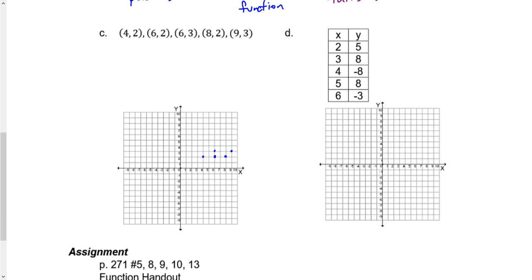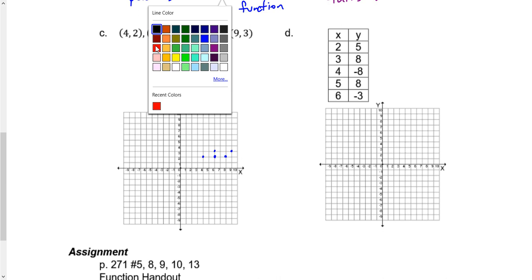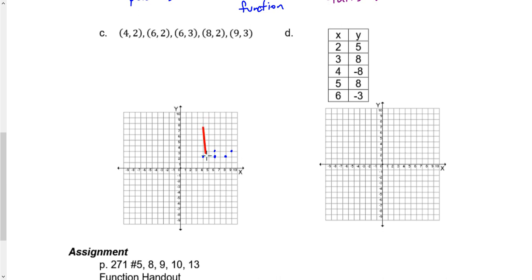So if I draw vertical lines, I draw a vertical line here. Oh, it only touches once. I draw a vertical line here. It only touches once. Draw a vertical line there. Touches once. I draw a vertical line here. It has now touched my graph twice.